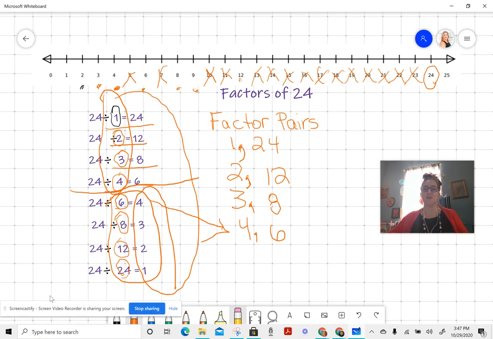So that's one way that you can find all of the factors of a number, is to divide down the number line.